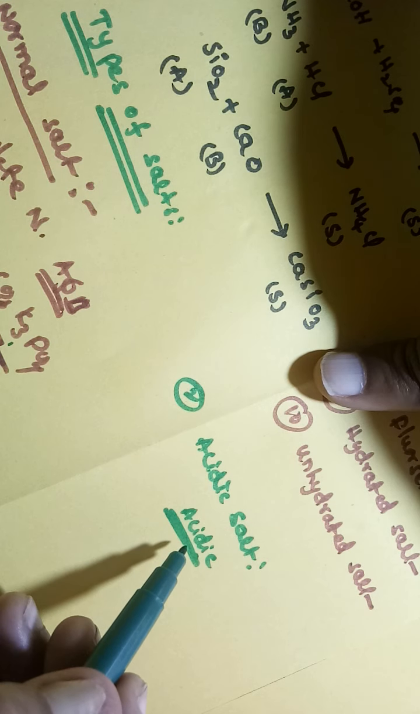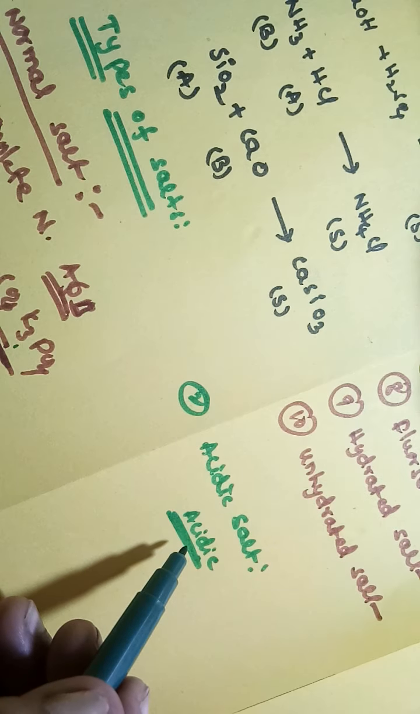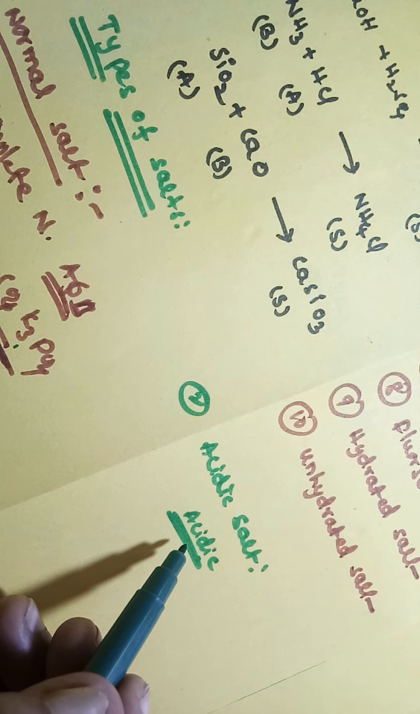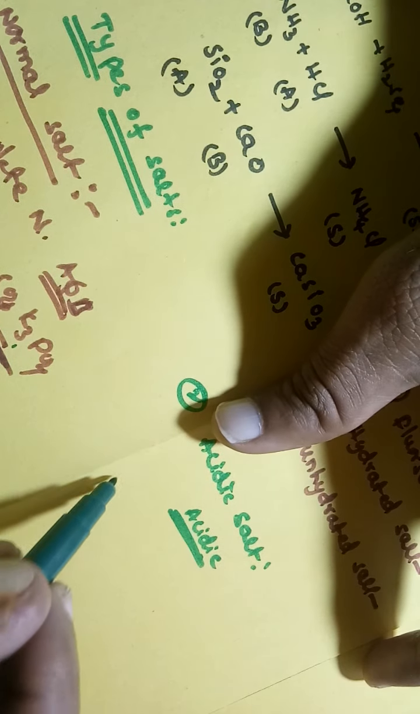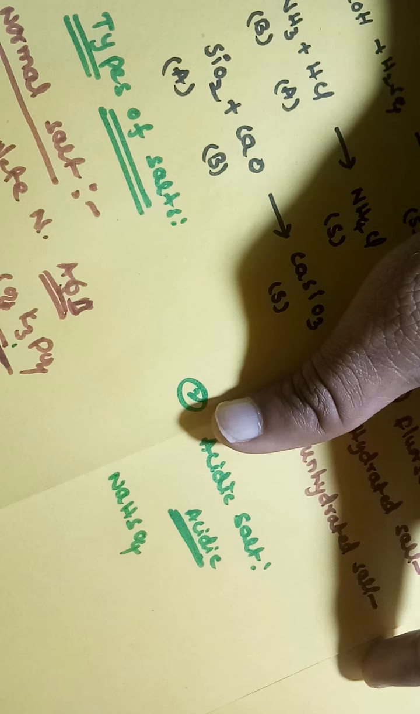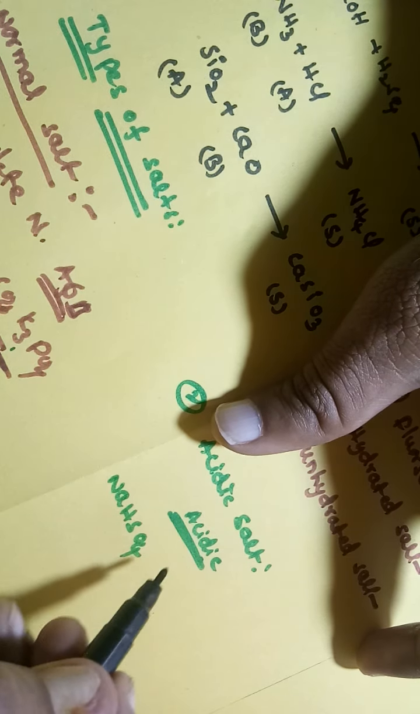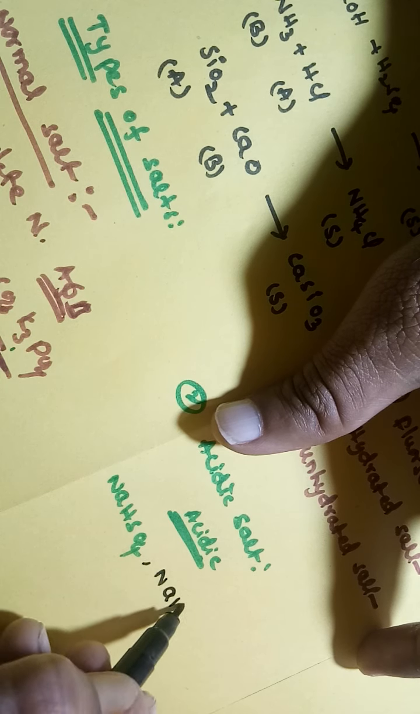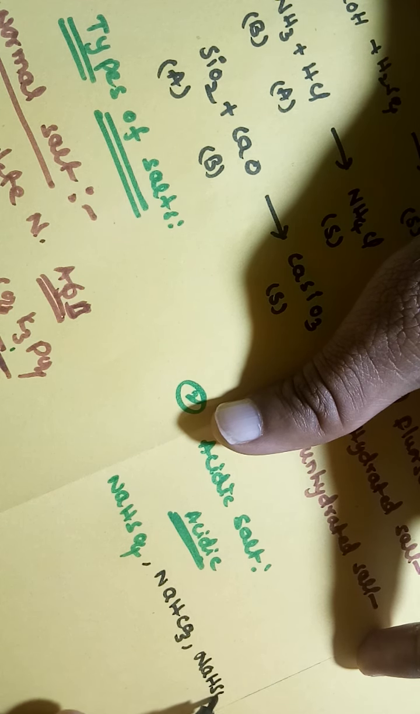Next one, acidic salt. Acidic salts are the salts having acidic nature. How are these formed? These salts have further replaceable H plus ions. For example, sodium bisulfate, sodium bicarbonate, sodium bisulfite.